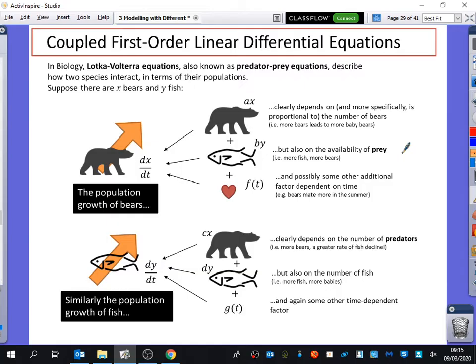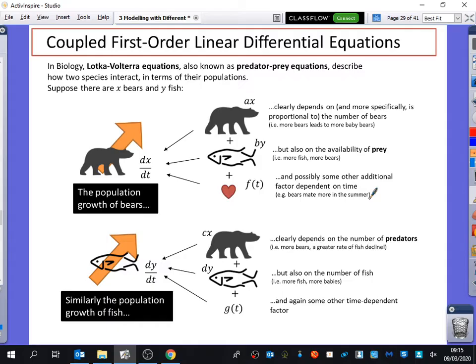But then I've also added in a different function. This function is of time. So notice how this is a function in x, this is a function in y. You can have an extra function if you wanted to, because there might be something else that's going on that's not to do with bears and it's not to do with fish. In this case, it could be something about how much bears breed in the summertime, when they don't breed very much in the wintertime. So you might want to factor that into the model.